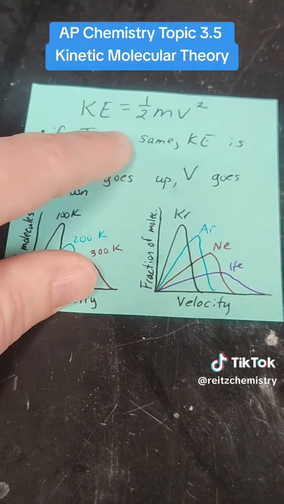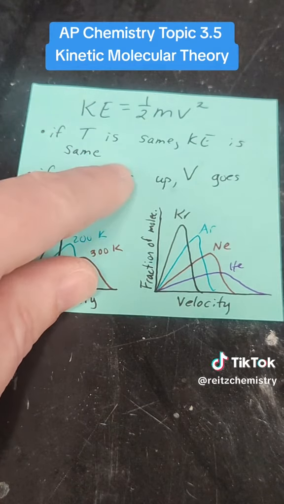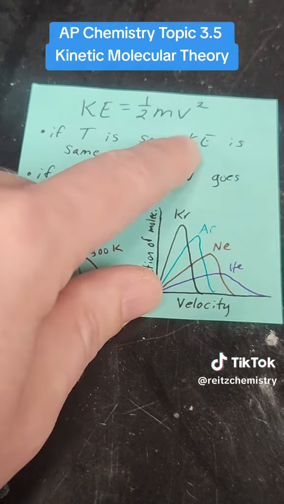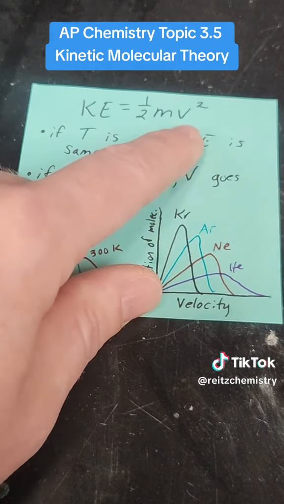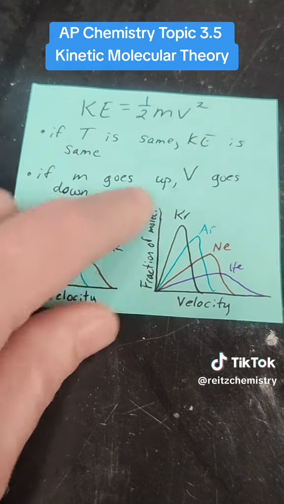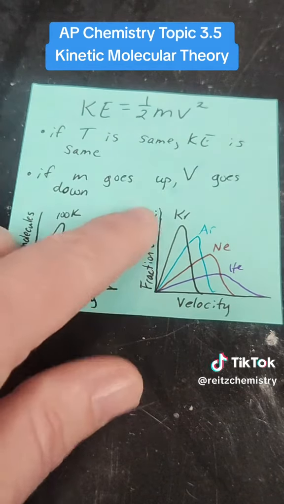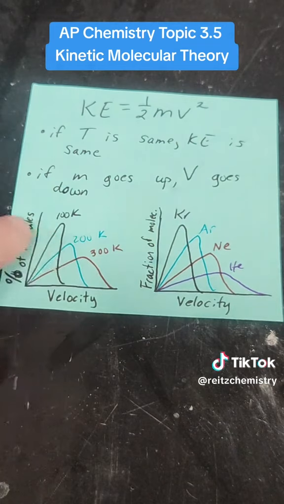So then if kinetic energy is equal to 1/2 mv squared, then we know that if your temperature is the same, your kinetic energy is the same. Now that does not mean that the velocity or speed is the same. That is related to your mass, which you can see in this equation, which is found on the equation sheet. So looking at this, if your mass goes up, then your velocity must go down.